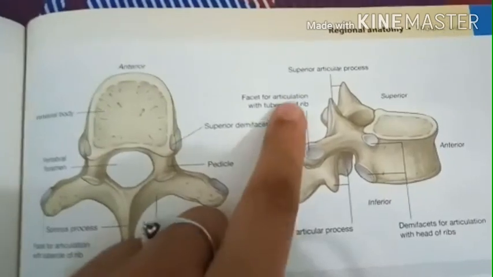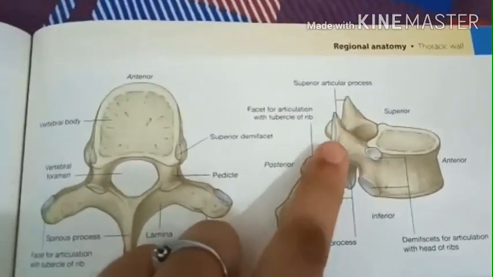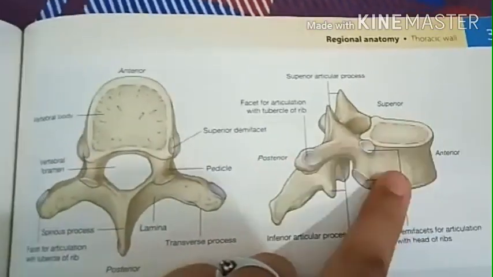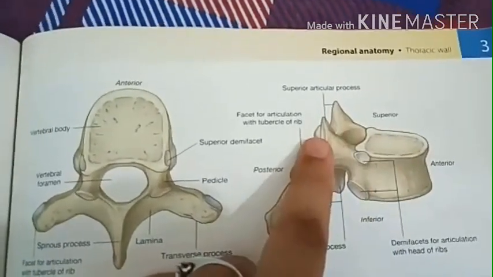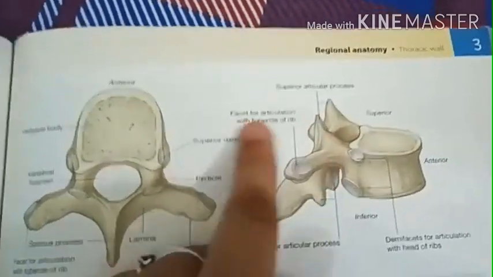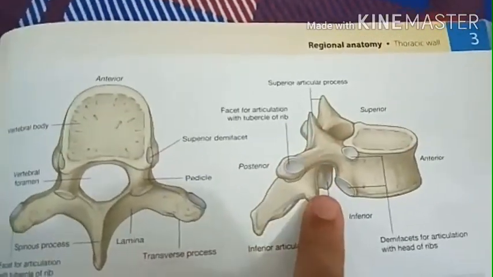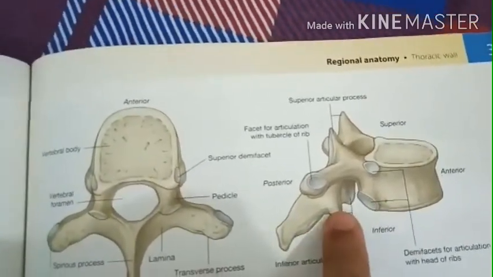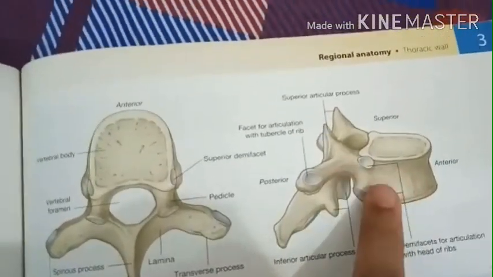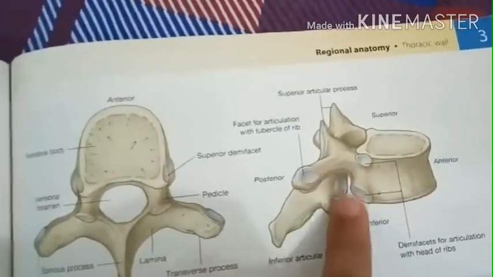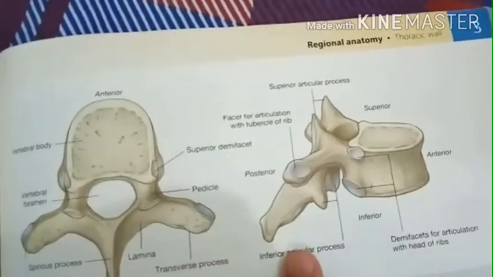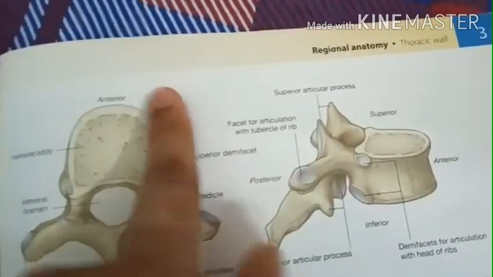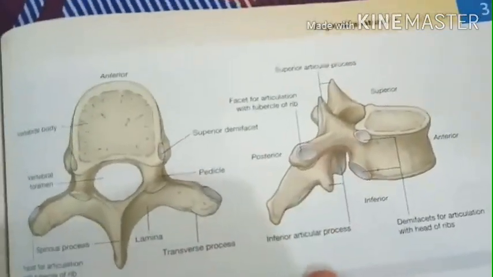The superior articular process, as you can see here, articulates with the rib adjacent to the vertebra. If this is the second vertebra, the superior articular process will articulate with the second rib, and the inferior articular process articulates with the rib inferior to it, the third rib. So this will articulate with the adjacent rib, and this will articulate with the rib inferior to the vertebra.